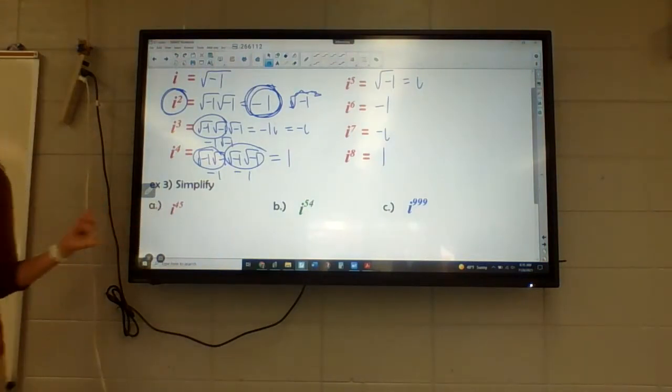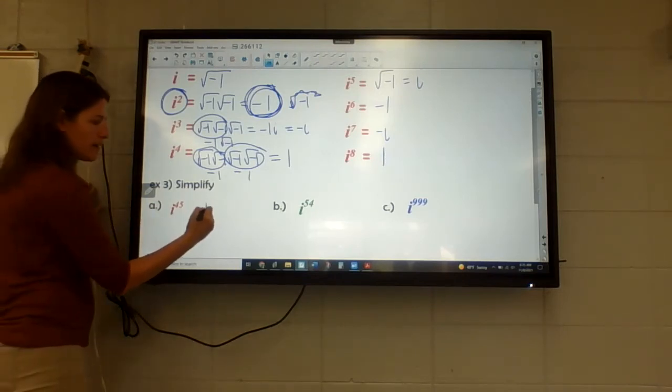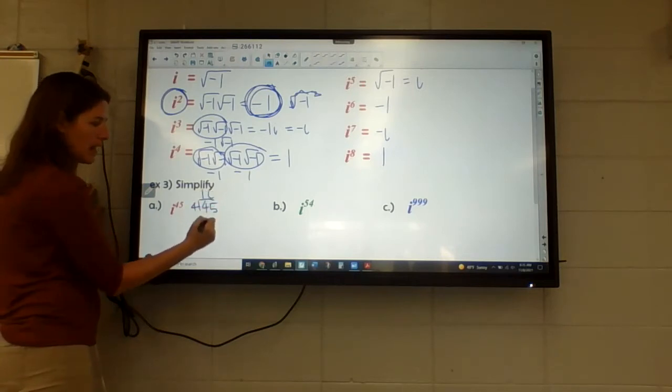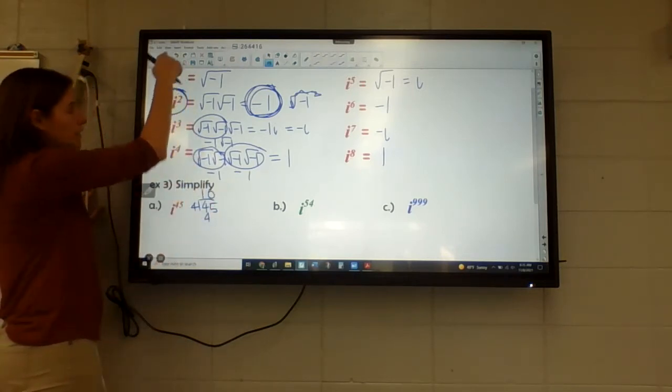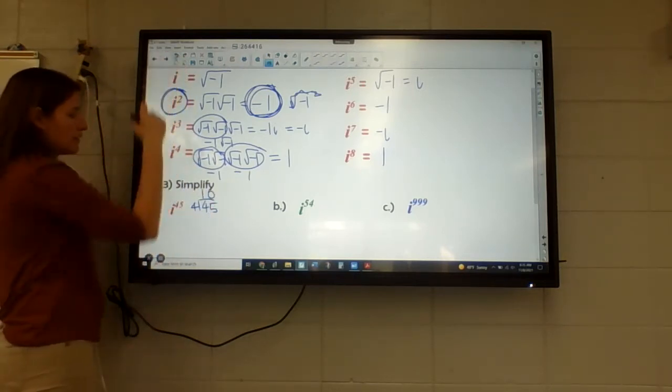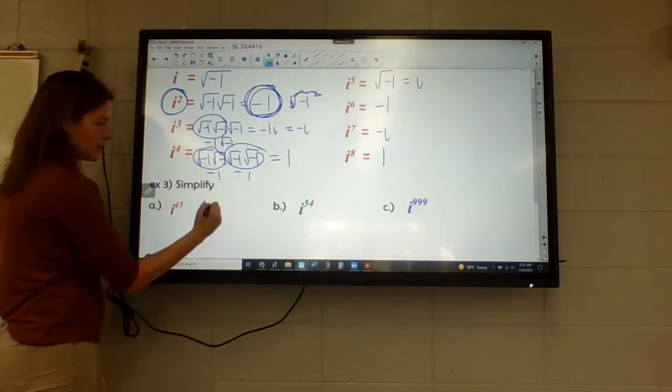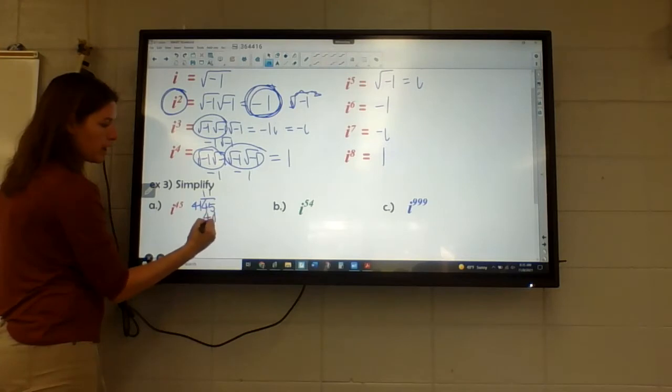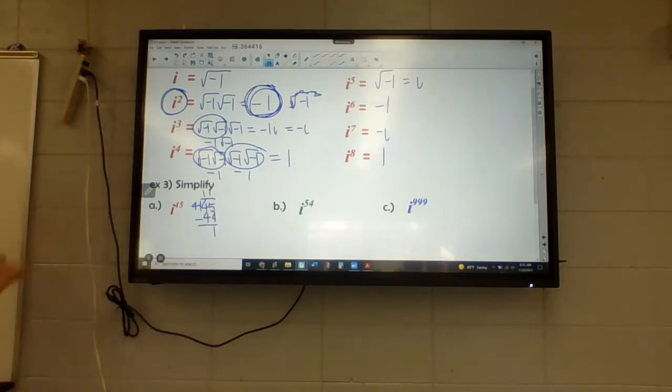So I look at 45. 45 is not a multiple of 4. 45 divided by 4 is 10. Oh no, it's 11, sorry. 11 times 4 gives us 44, and we get a remainder of 1.